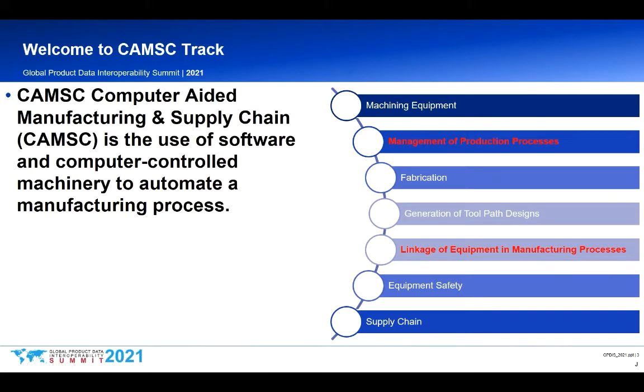Great. Jonathan? And just a little bit about our CamSC track. For those that don't know, computer aided manufacturing supply chain is what we're going to be focusing on today. It is the use of software to control machine tools and related ones in manufacturing workspace. And today we are focusing on the ones highlighted in red. We have our presenters ready, and they will be talking about management of production and processes, linkage of equipment in manufacturing processes. Of course, there are multiple subjects here, but we are looking forward to this morning with our presenters.